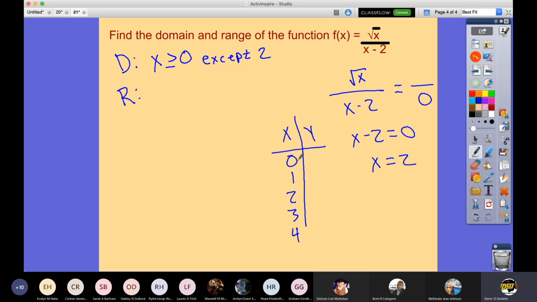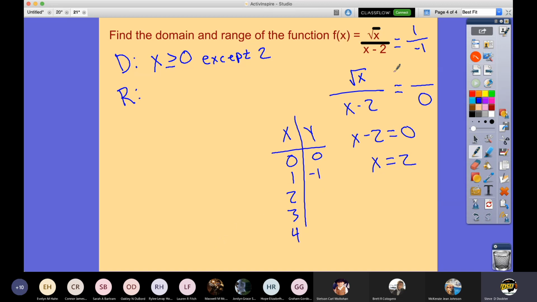All right, if we put a 0 in there into the original, we would have 0 over negative 2. 0 over negative 2 is 0. Okay, no big deal there. We're going to see what happens now when we plug in a 1. Square root of 1 is 1 over 1 minus 2 would be a negative 1. So this would end up being a negative 1 there.